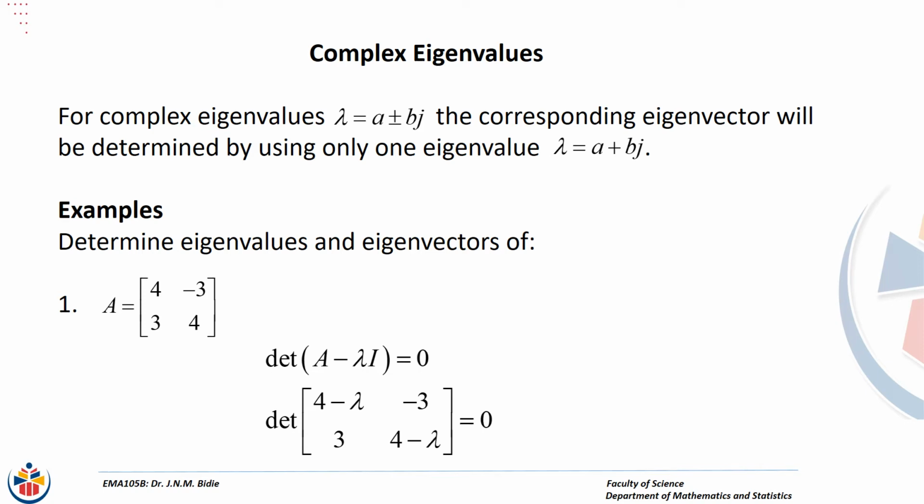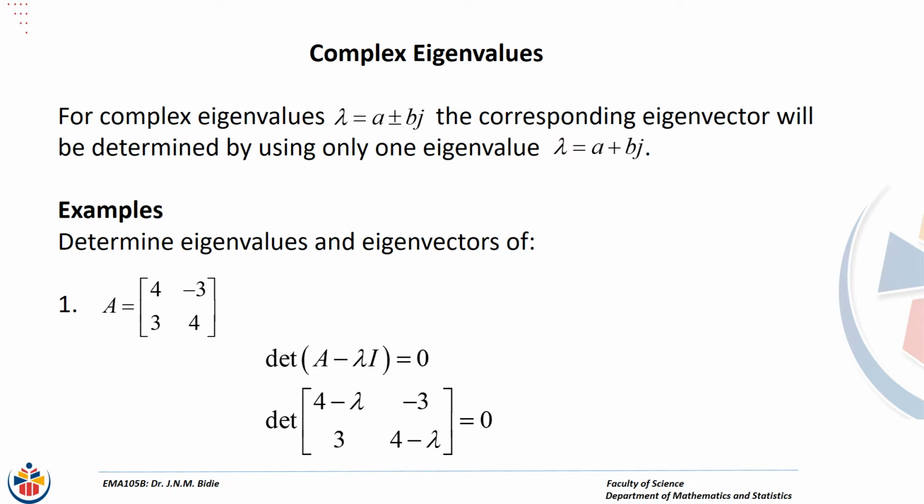Now we start with complex eigenvalues. Then afterwards we'll go to repeating or repeated eigenvalues. And then we tackle how you can get eigenvectors that correspond to such eigenvalues.